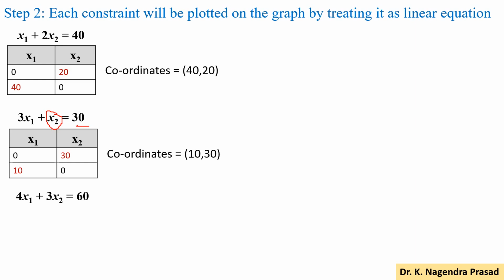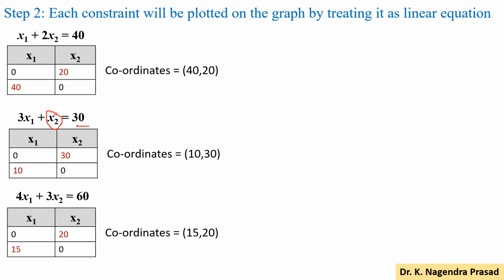Similarly, we have to see the coordinates for the third constraint equation, that is 4x1 plus 3x2 equal to 60. Let's consider x1 equal to 0 and substitute in the equation. Then x2 value is 20. Similarly, consider x2 value as 0 and substitute in the equation. Then x1 equal to 15. Then the coordinates are 15, 20.